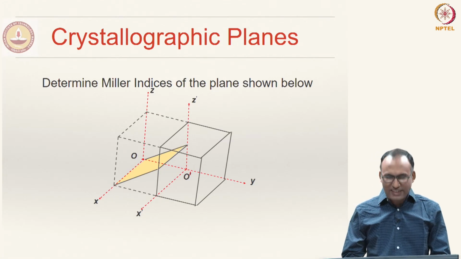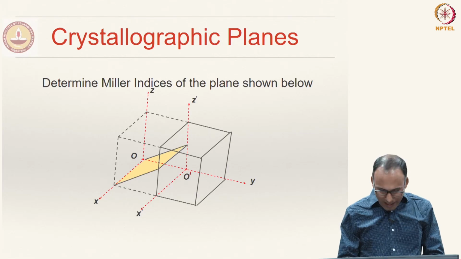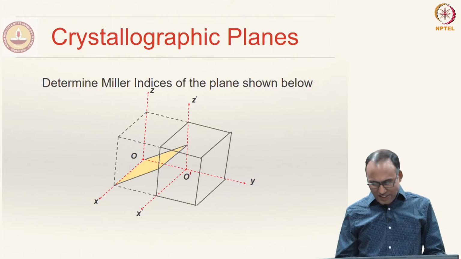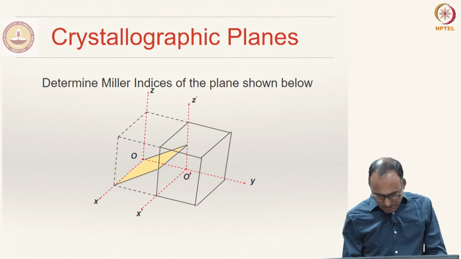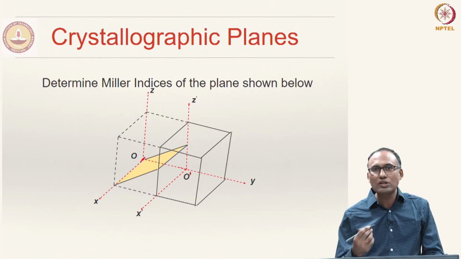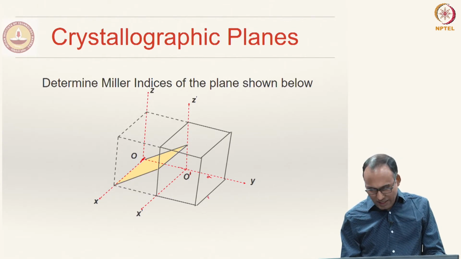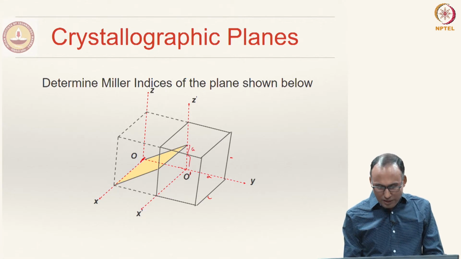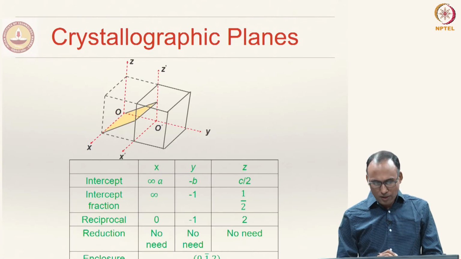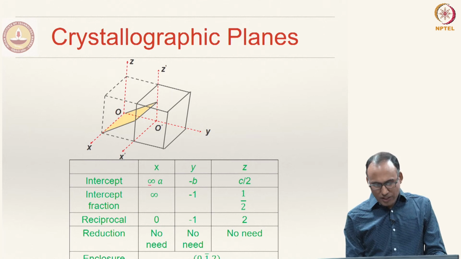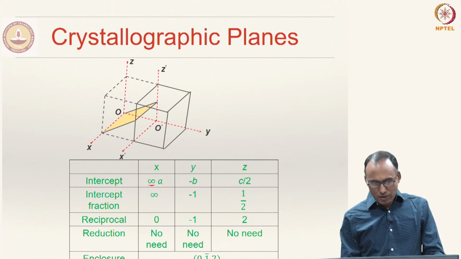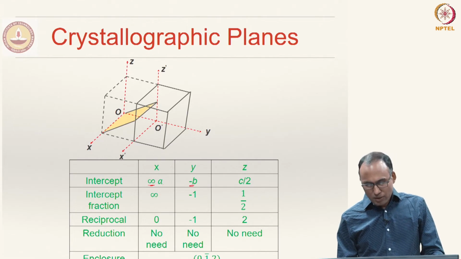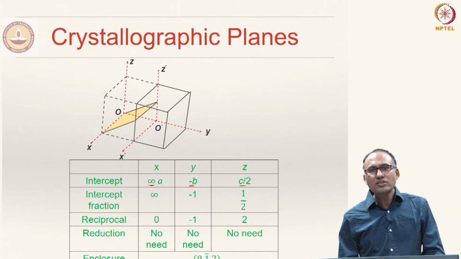Is this plane intersecting the x axis anywhere? It is actually parallel to the x axis, so it is not intersecting the x axis. Where is it intersecting the y axis? It is intersecting the y axis at this point, so that means negative a. Let us say this is a, it is intersecting at negative a, and the z axis it is intersecting at positive a by 2. So the x intercept is parallel, that is why infinity times a, the y axis it is intersecting at minus b, and the z axis at c by 2.